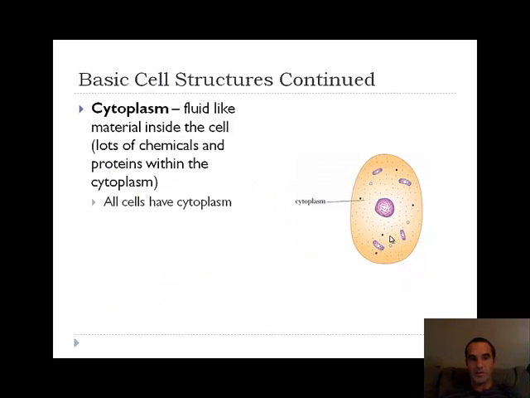Next thing that you're going to do with the cell is you've got to put something inside of it. So your internal conditions, you've got to have something in there. That something is cytoplasm. It's kind of like a jelly-like material that's inside the cell. There's lots of chemicals and proteins within the cytoplasm. All cells also have cytoplasm. And I have this nice little simple picture of a cell here, and that's the cytoplasm inside.